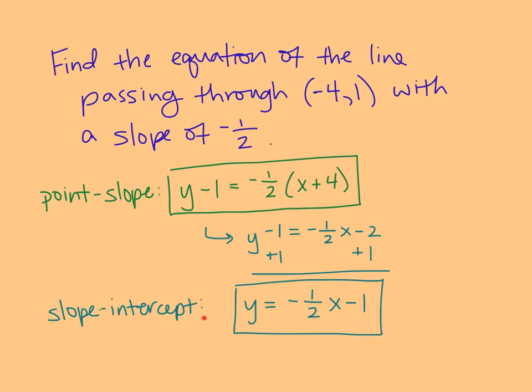In order to get in slope-intercept form, which is y equals, we have to solve for y, get y by itself. So we distributed here and then added this 1 to both sides to get slope-intercept form. The other thing that you'll be asked is talking about parallel lines. Just remember that parallel lines have the same slope.